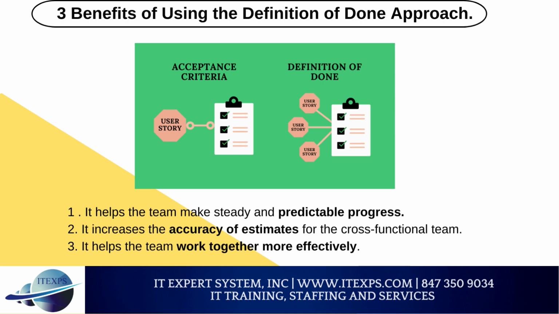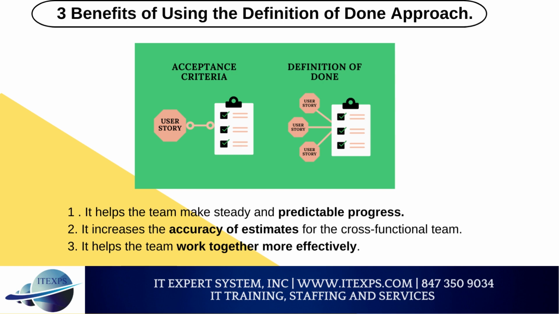Two, it increases the accuracy of estimates for the cross-functional team. The definition of done makes clear what the Agile team needs to do to consider a project complete. It helps the team offer more transparency to the rest of the organization. That is, because the team has a shared understanding of what done and releasable will look like, they are better positioned to give accurate estimates to external stakeholders about when to expect projects to be completed.